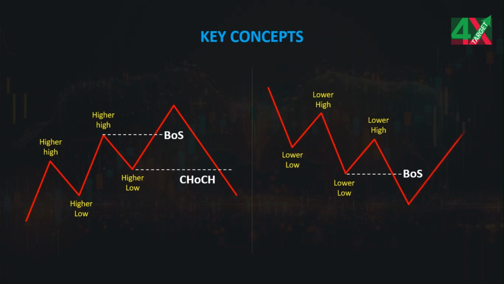In a downtrend, if price breaks above the previous lower high, this indicates that sellers are weakening, and a bullish CHoCH may be forming, potentially leading to an uptrend. Recognizing a change of character early helps traders exit trades in time or prepare for upcoming reversal setups.